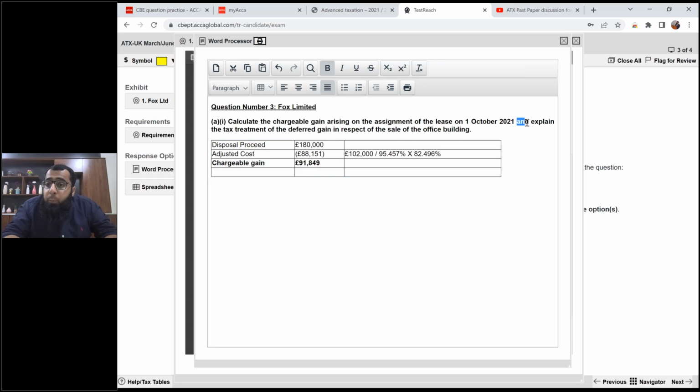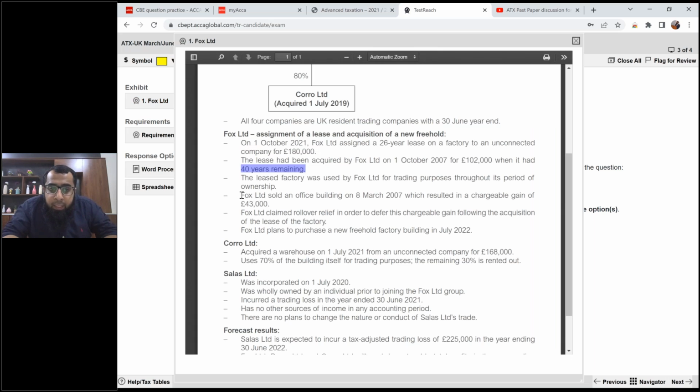Now let's move to the next part. Explain the tax treatment of the deferred gain in respect of the sale of the office building. Now, what was this sale of the office building? See here it was written. Fox Limited sold an office building on 8th March 2007, which resulted in a chargeable gain of 43,000 pounds. Fox Limited claimed rollover relief in order to defer this gain following the acquisition of the leased factory.